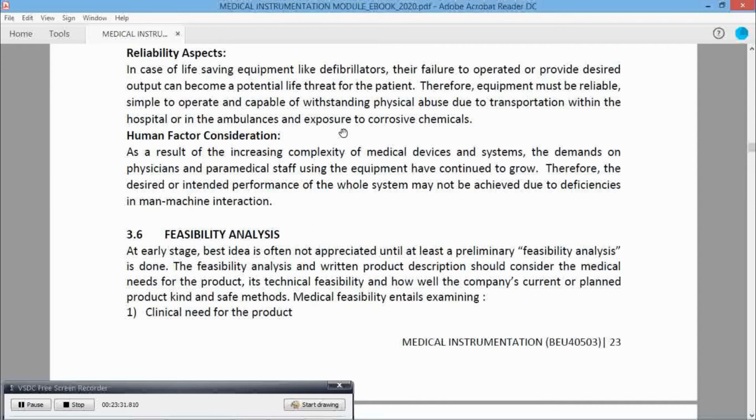Reliability aspect. In many cases, we have equipment which is functioning, but in some cases the device becomes so unreliable due to what we call physical abuse or transportation, and so many other movement factors. For example, rigorous usage in the hospital, in the ambulance, exposure to corrosive chemicals.